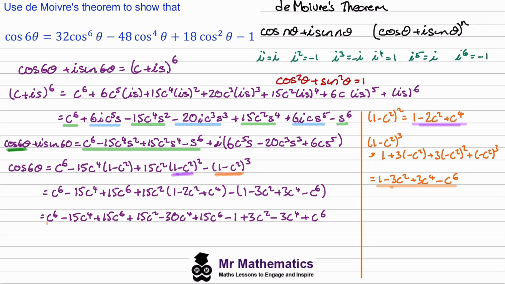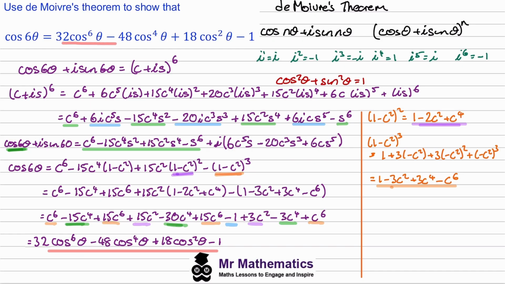and now we can collect the like terms. So we've got 32 cos to the 6 theta. We've got negative 45, take away the 3, negative 48 cos to the 4. We've got 15 and the 3 c squared, so plus 18 cos squared theta, and the constant term of negative 1. And this is exactly what we were asked to show up here.